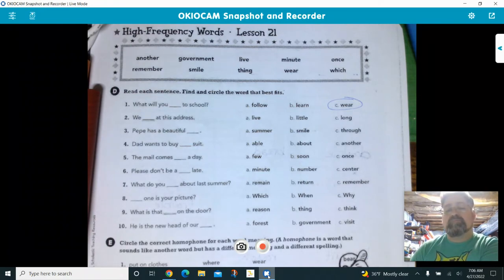The mail comes blank a day: few, soon, once. Only one of those words makes sense in there. Number 6. Please don't be a blank late: minute, number, center. Number 7. What do you blank about last summer? Remain, return, remember.